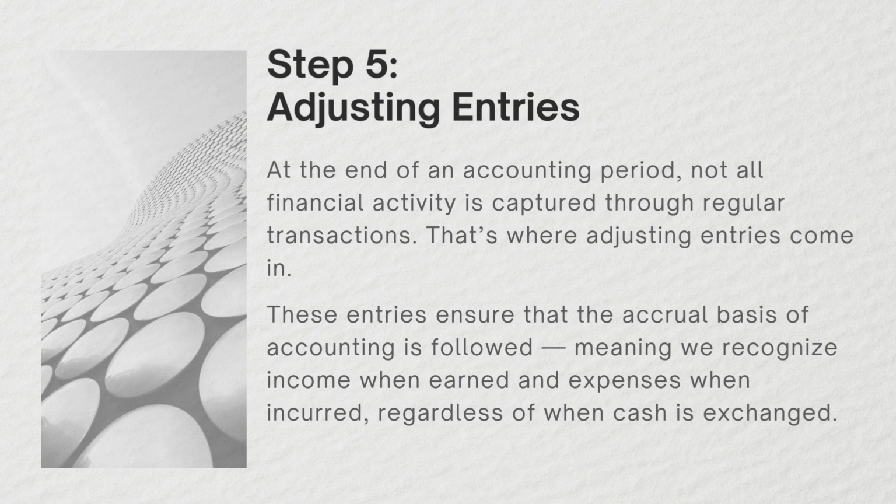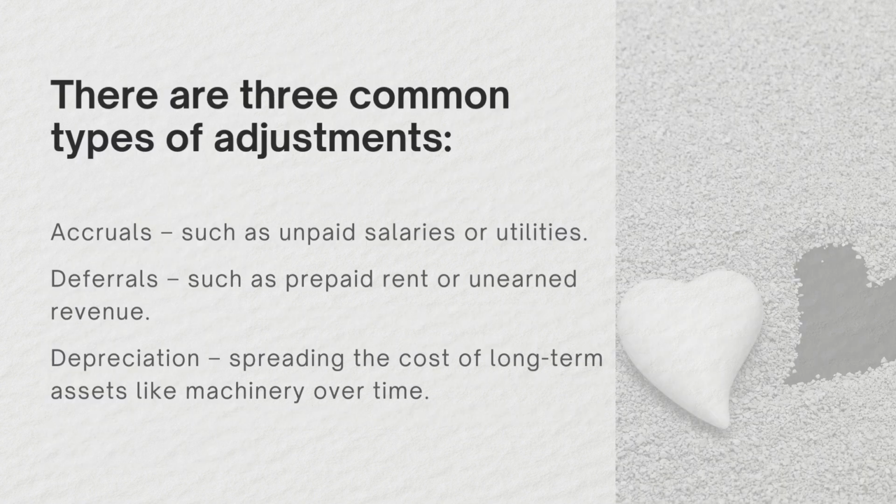Step 5. Adjusting entries. At the end of an accounting period, not all financial activity is captured through regular transactions. That's where adjusting entries come in. These entries ensure that the accrual basis of accounting is followed, meaning we recognize income when earned and expenses when incurred, regardless of when cash is exchanged.